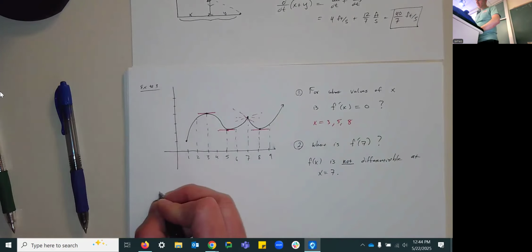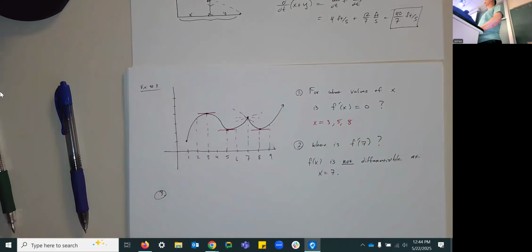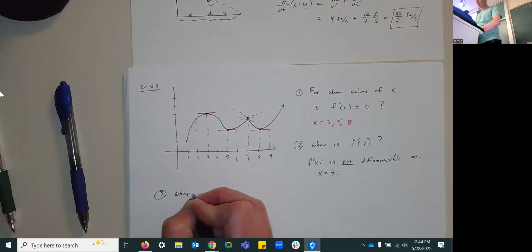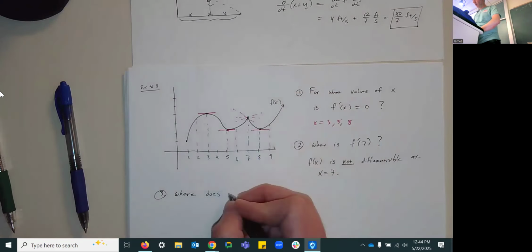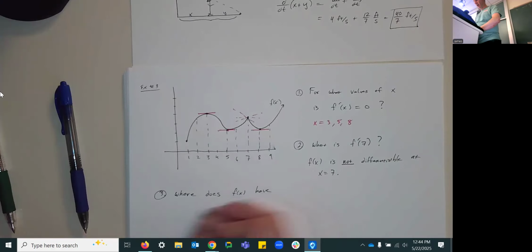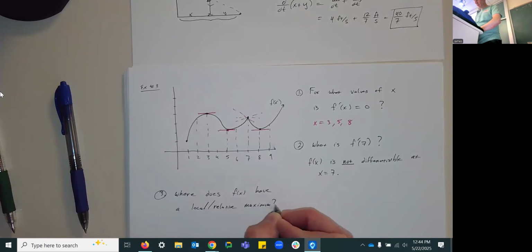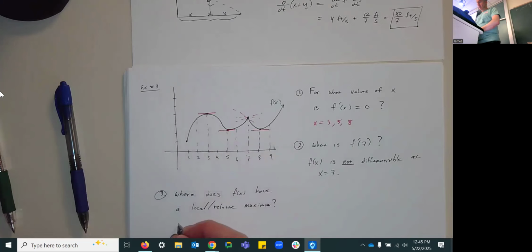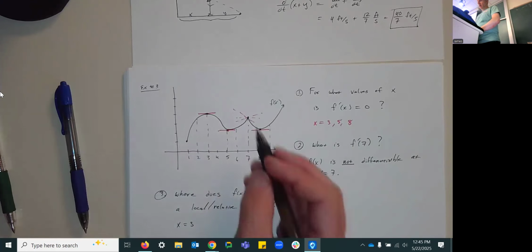Now, here's another question. And this is actually kind of leading into what we're about to start talking about. Where does this function, and I failed to label it, where does f of x have a local or relative maximum? I know we haven't really talked about this yet, so we'll just talk about it now. To have a local relative maximum means that point needs to be higher than all the points next to it, either on the left or the right of it. So I would say certainly at x equal to 3. When the question is where is this happening, the answer is typically phrased as the x value. So we have a relative maximum at x equal to 3 and at x equal to 7.